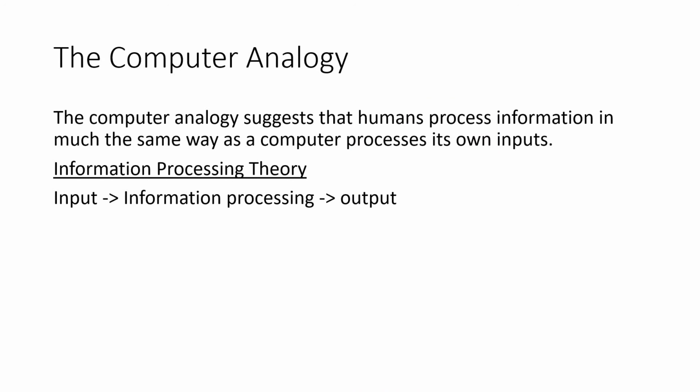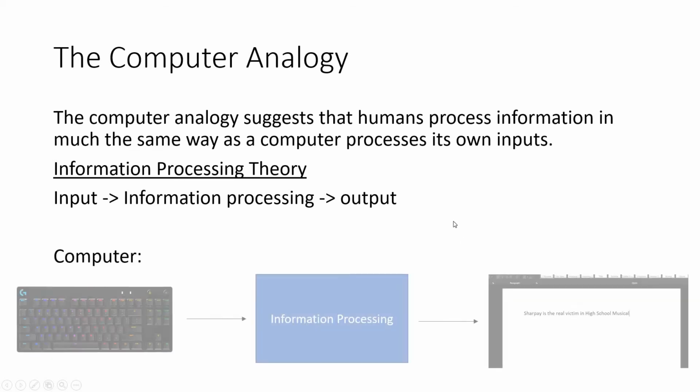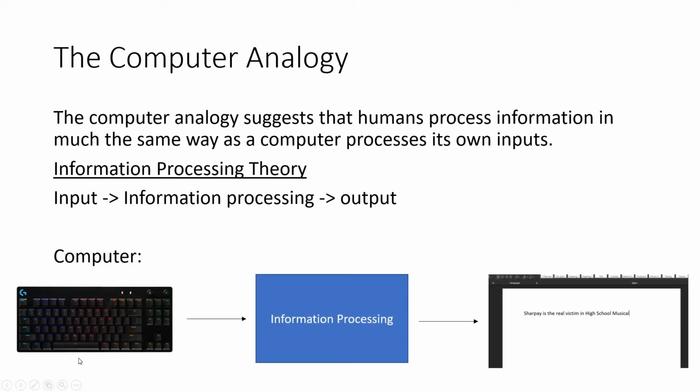So cognitive psychologists make use of something called the computer analogy, which basically suggests that humans process information in the same way that a computer processes its own inputs. So you have an input, which would be the stimulus from your environment, information processing then occurs, which is your thoughts, and then an output, which is your behaviour. So in the case of a computer, our input might be someone typing on a keyboard, information processing then occurs in the computer CPU, and then an output is presented, which is the word you then type on the screen.